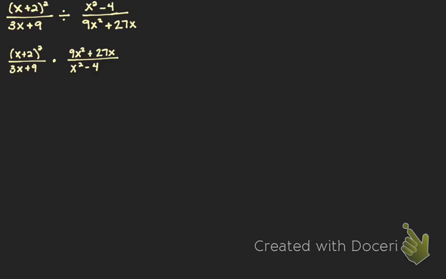So we want to see if we can reduce anything or cancel anything out. So we want to start by rewriting all of our numerators and denominators in factored form. In this case, our first numerator we can expand out into x plus 2 times x plus 2.